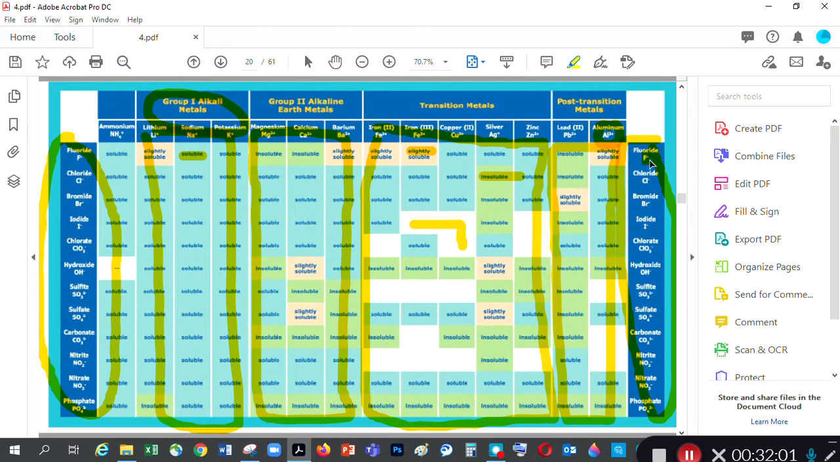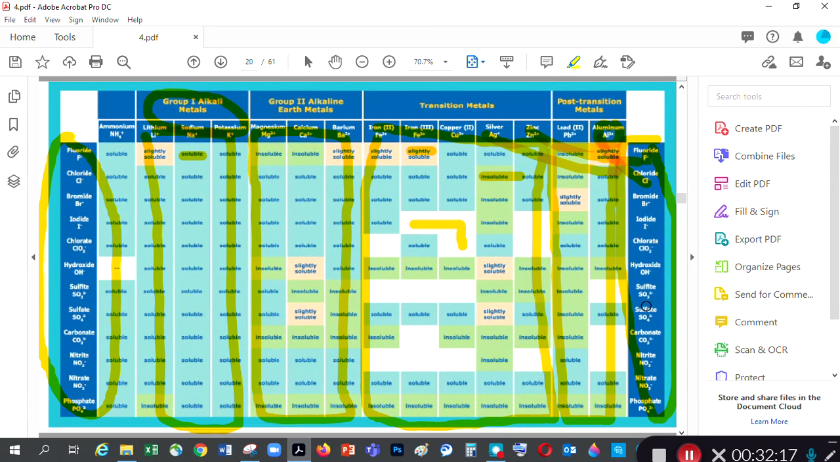Aluminum fluoride is slightly soluble. Lead fluoride is insoluble. See here, I go by matching one element with the other. Here's chlorine. Chlorine with aluminum is soluble.